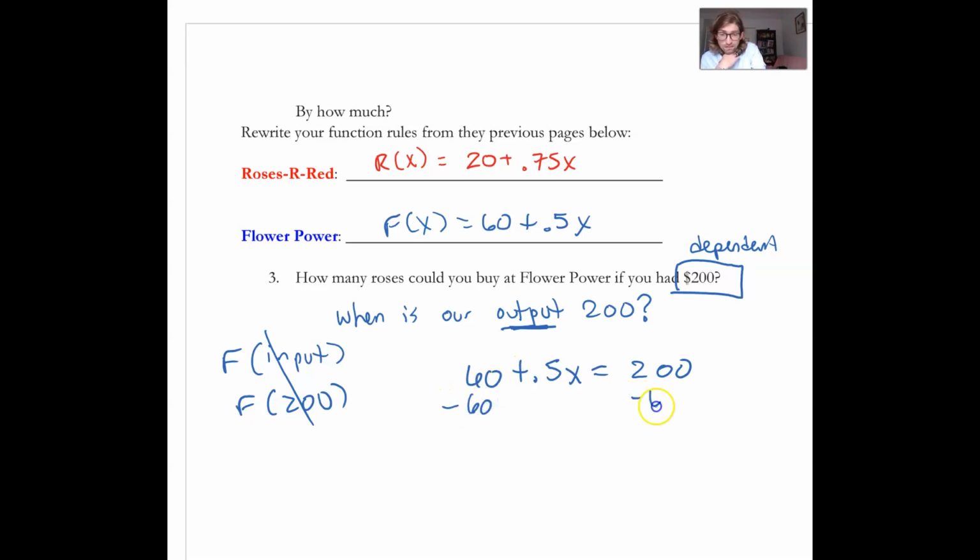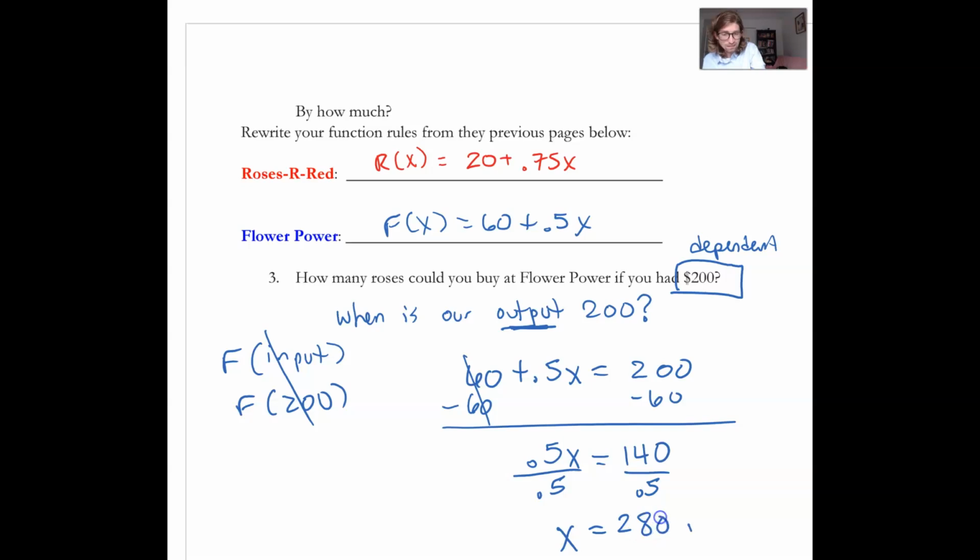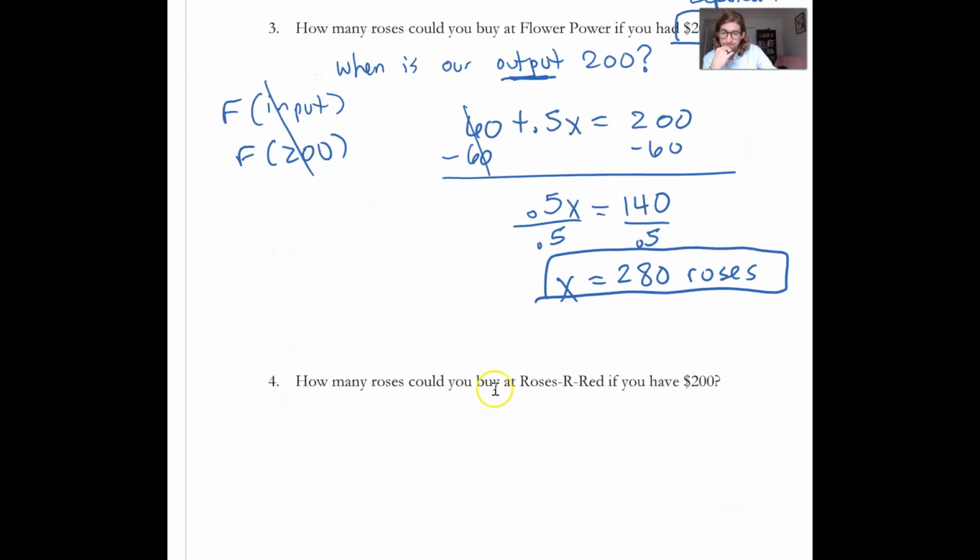So at this point, I'm hoping that solving is feeling straightforward to you. If not, always come talk to me. I'm happy to help. Since we're working with decimals, I'll allow you to divide by 0.5. And if you use a calculator, you will see that for $200, we can get 280 roses if we were to use Flower Power. So this one was a little bit different. It gave us an output number. So we had to set our function rule equal to that number. We didn't plug in 200. 200 is not the input. It's not the number of roses.